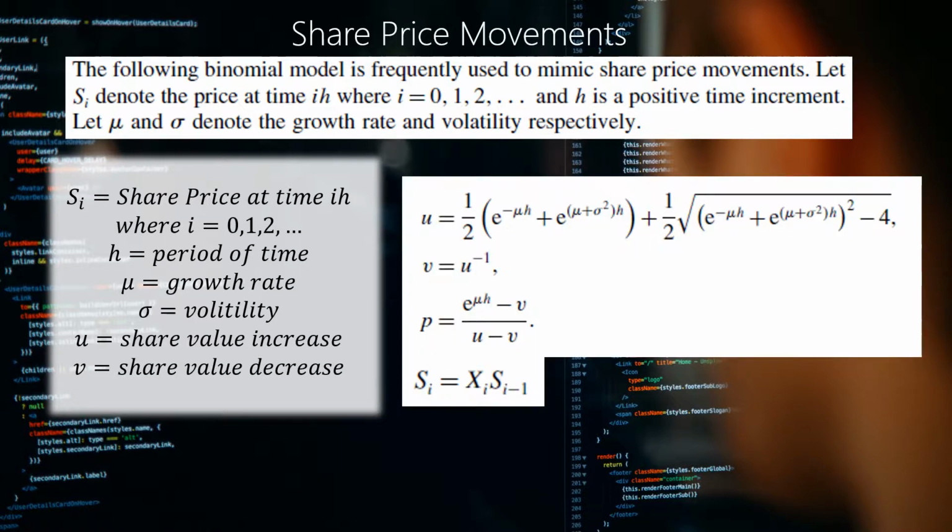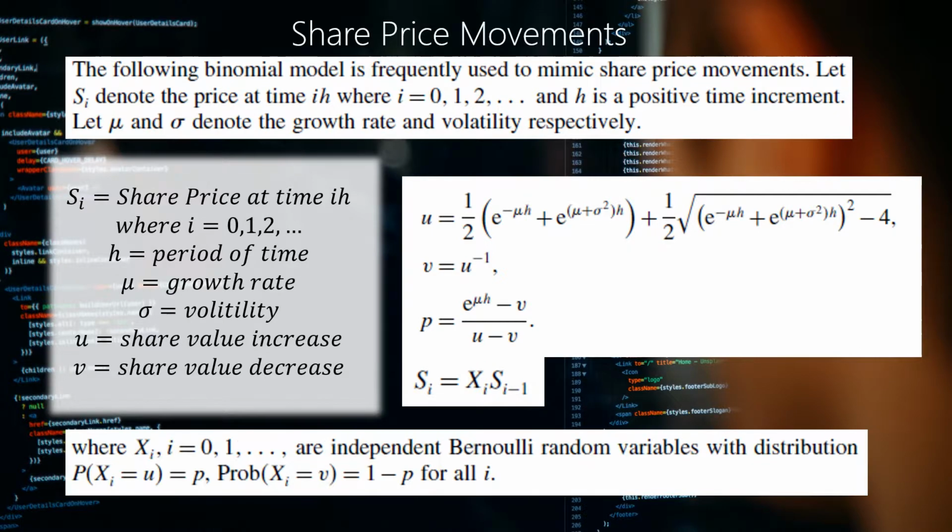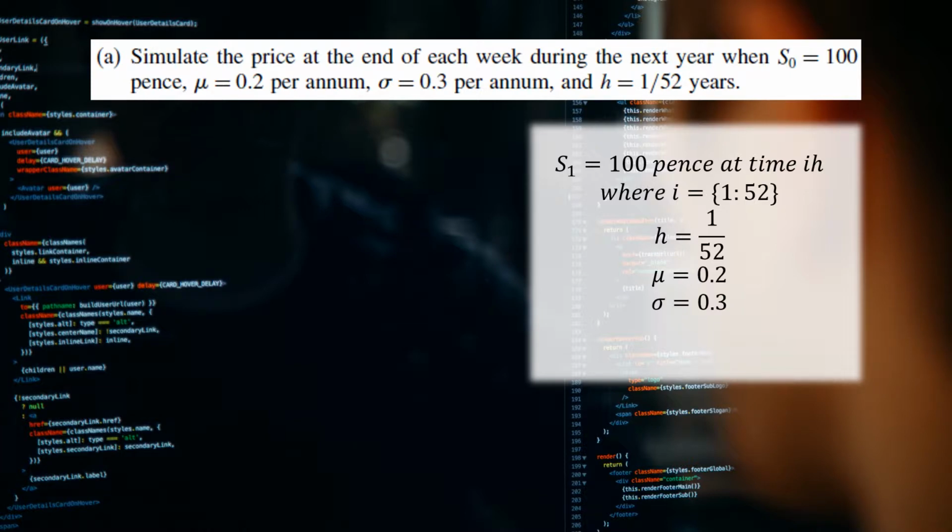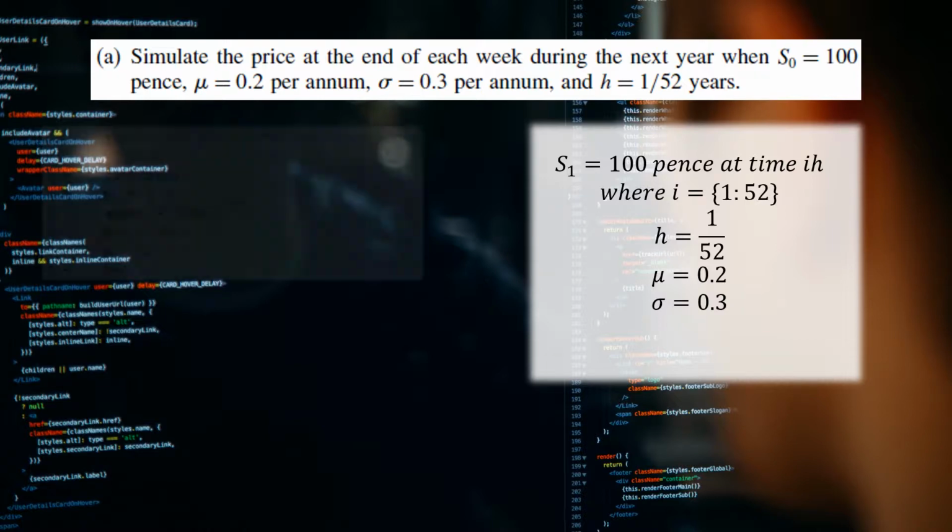Once we have these variables, we can plug them in to calculate again our increase, our decrease, and our probability of increase or decrease in the actual share. And again, we're looking at the independent Bernoulli random variable x sub i that we're generating. So we were tasked with finding the price at the end of each week. So that makes our time period 1/52nd, and we're given our mu and our sigma, or our volatility.